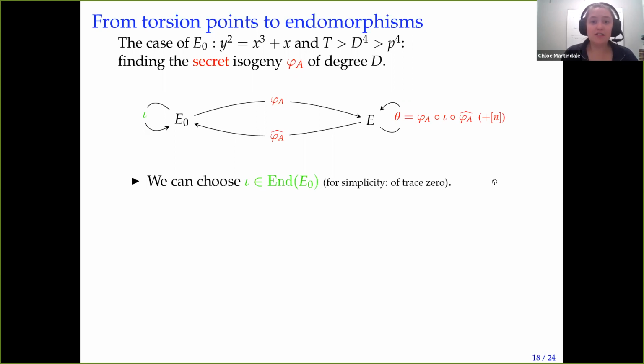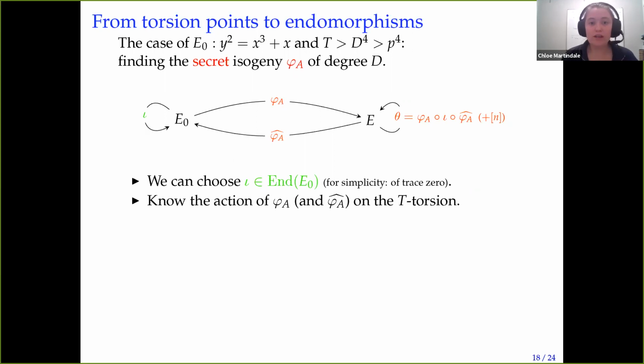And then what you can do is you can trace your map around from E, and you can create an endomorphism on E. So remember, an endomorphism is a map from E to itself. So you literally just trace the diagram. You take phi A dual, then iota, then phi A, and you end back at E. And then you get an endomorphism that I've called theta on E that you also don't know because you're composing with maps that you don't know. And you can also add some multiplication by n to that because that's something you can always compute on an elliptic curve that you know.